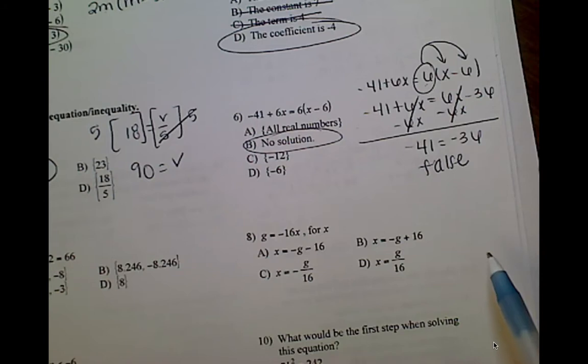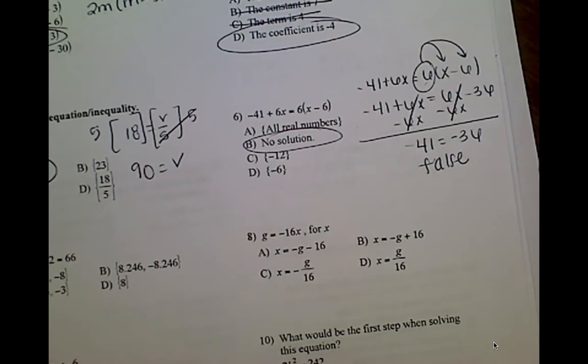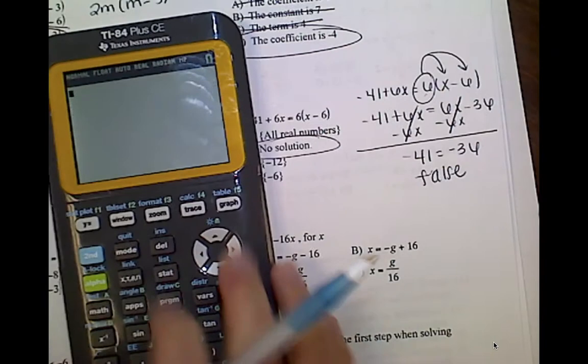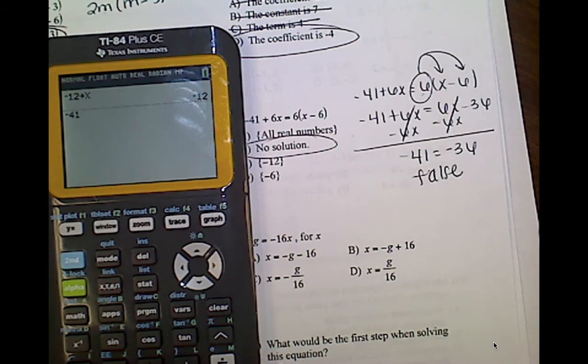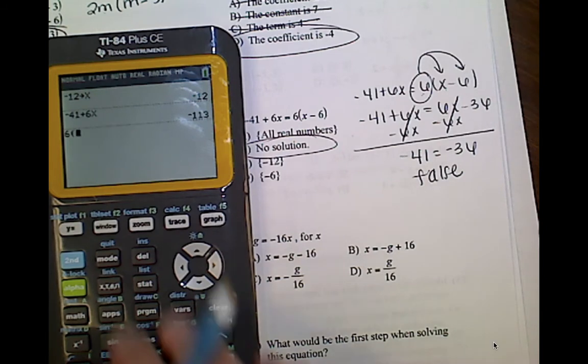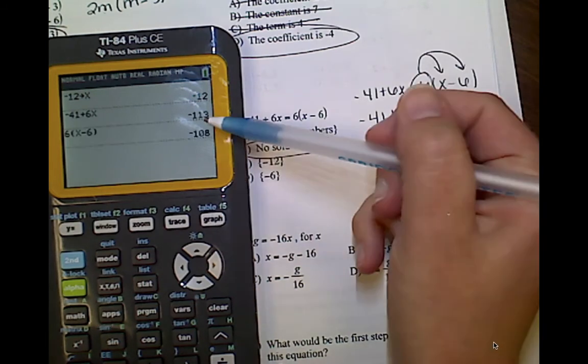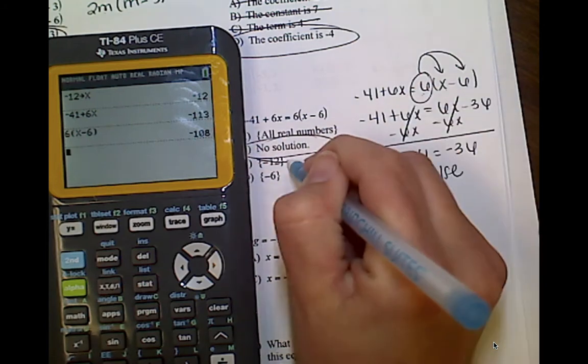There's nothing that's ever going to work for that right there. Okay, if you were on the test and you didn't know how to check that, what I would do is try negative 12 stow as x and type in negative 41 plus 6x and then type in 6 times x minus 6. Those are not the same answer, so you know that that's not the right answer.